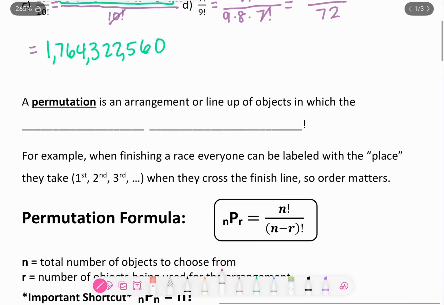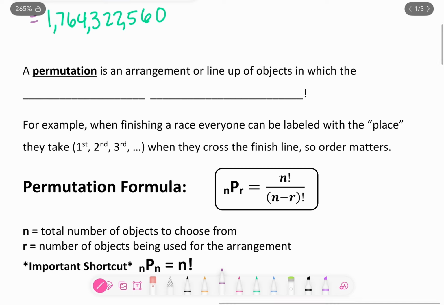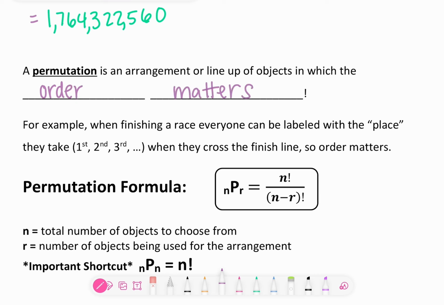All right, moving on. So a permutation is an arrangement or lineup of objects in which the order matters. So we're going to figure out how many ways we can line up objects when the order matters.